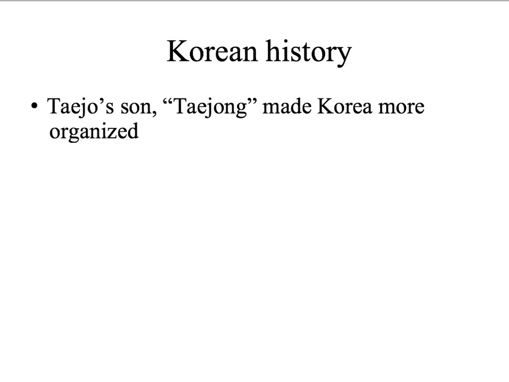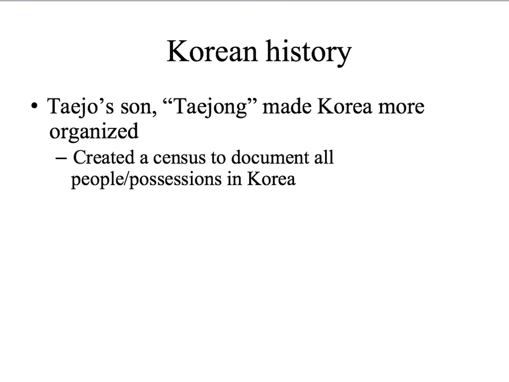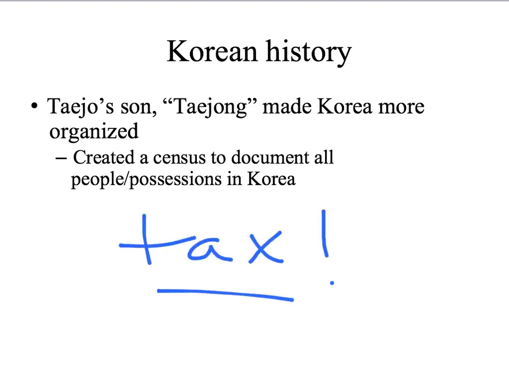So when Taejo dies, Sejong, his son, becomes the next king of Korea, and he makes it more organized. So you could really compare him to Toyotomi Hideyoshi in Japan. Like Hideyoshi, Sejong made a census, so he documented all the people in Korea as well as their possessions, what they owned, how much land they had, because this was important for, you got it, taxes.